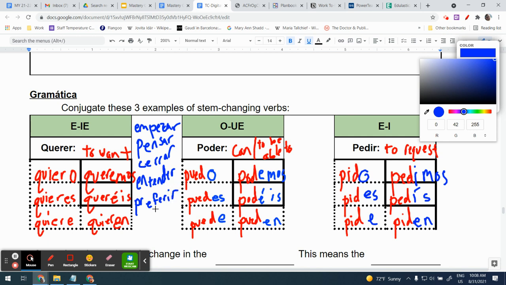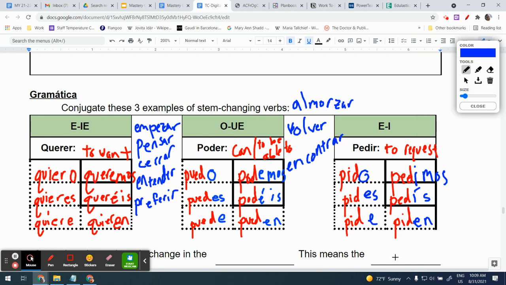Okay? O to UE, your other ones that you know besides poder are volver, which is to return. Almorzar is to eat lunch or to lunch. Probably don't say that phrase terribly often, but it does happen. Encontrar, to find, can also be to meet up, but we usually use it as to find. My brain is blinking on the other two. One moment, please. Okay, sorry, I had to look them up.